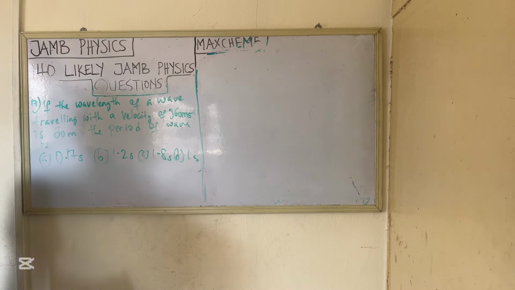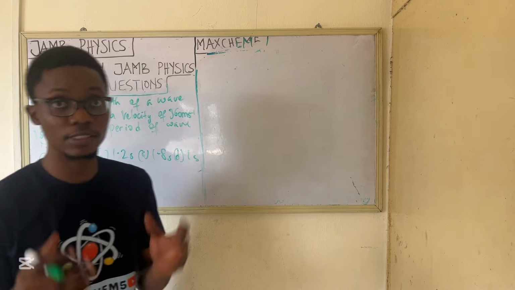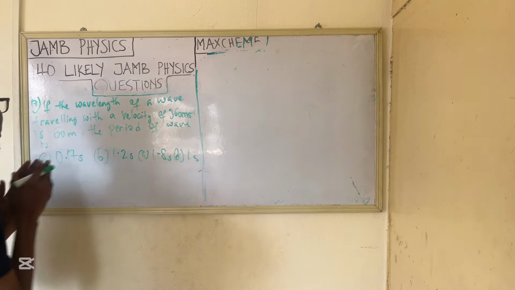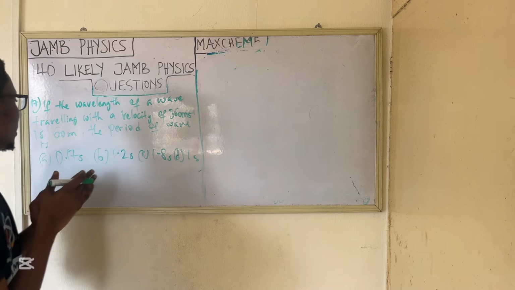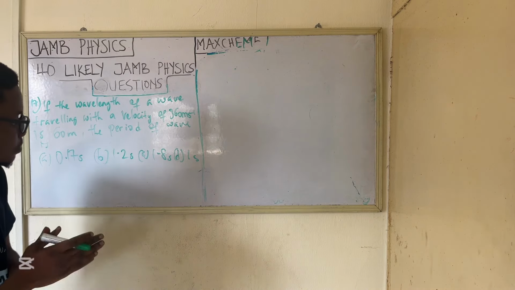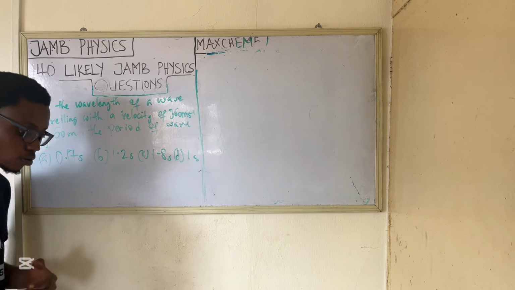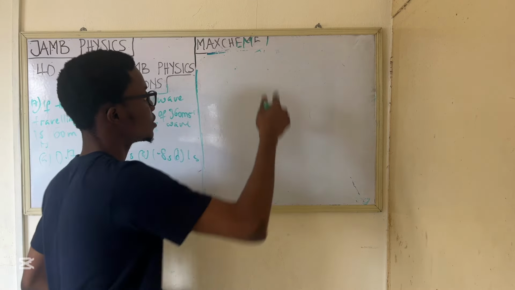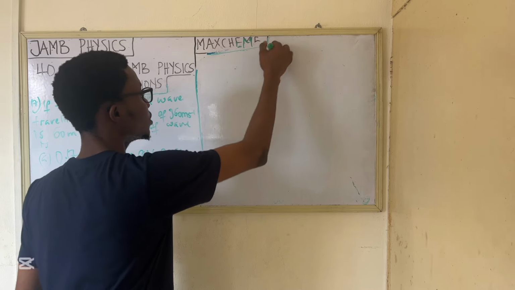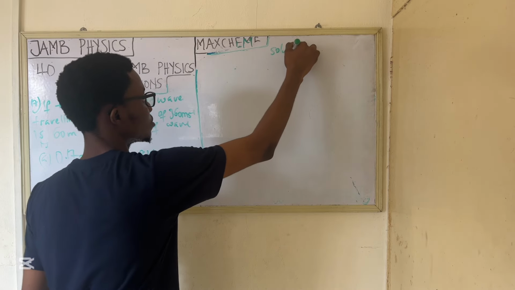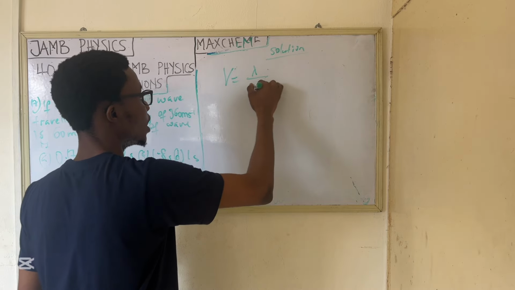Question 17. If the wavelength of a wave traveling with a velocity of 360 meter per second is 60 meter, the period of the wave is A, 0.17 seconds, B, 1.2 seconds, C, 1.8 seconds, D, 1 second. Now, the relationship between wavelength, velocity and period, you have to write that out, which is V equals lambda over period.